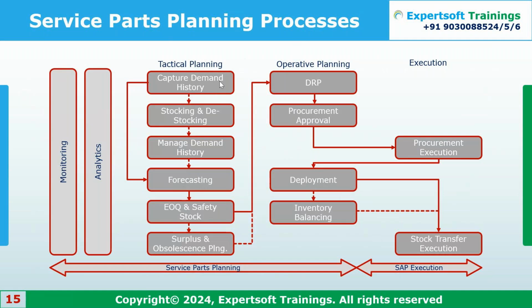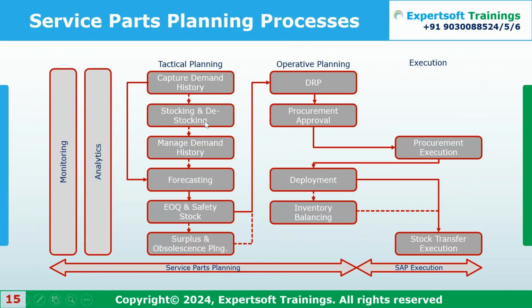Next is the stocking and destocking decision we make here. Because forecasting cannot be done for all locations and all products, we have to decide which location is a stocking location and which location is a destocking location. If there is any change, we have to realign the forecast according to those stocking and destocking decisions. So the stocking and destocking job runs here, before we do our actual forecasting.